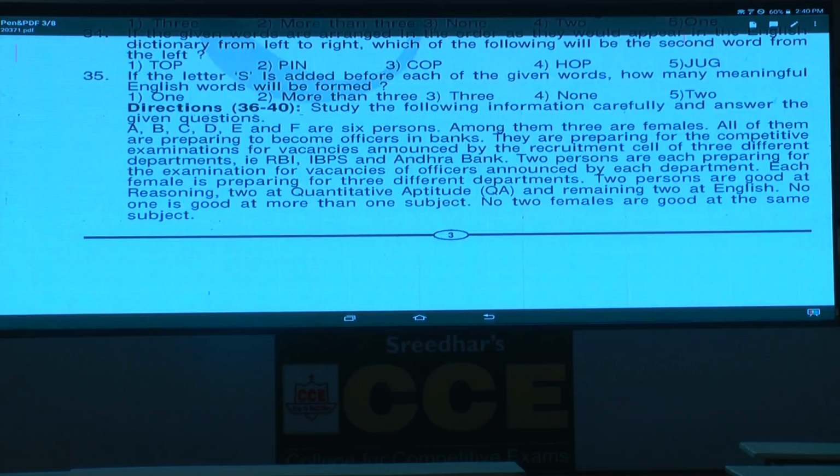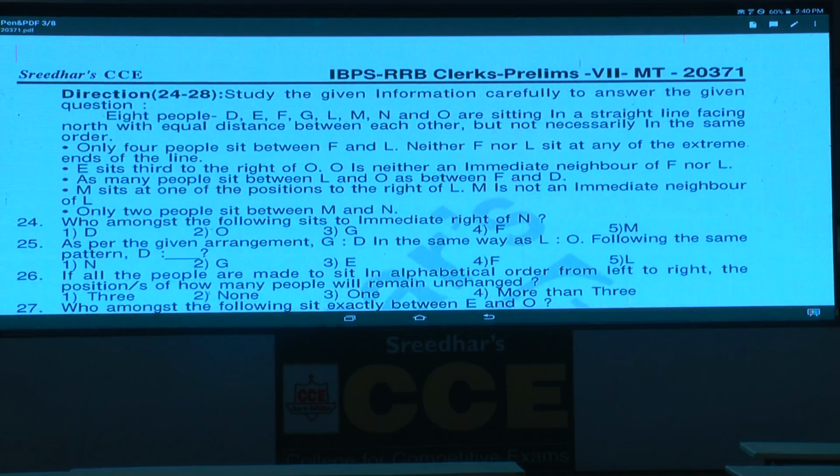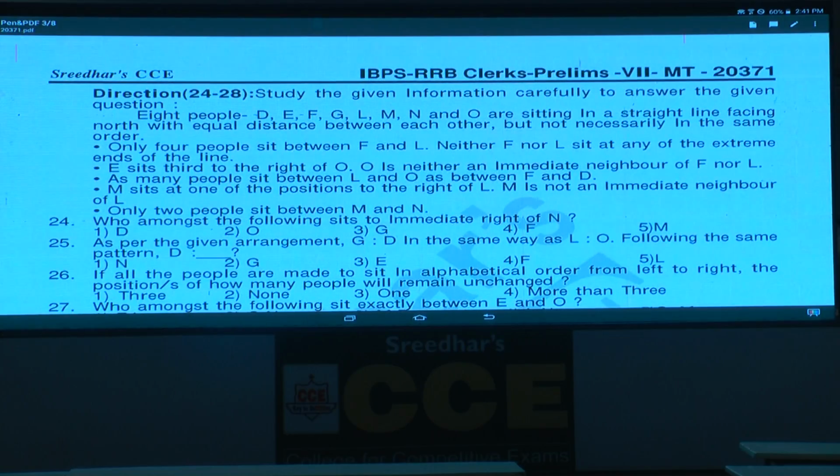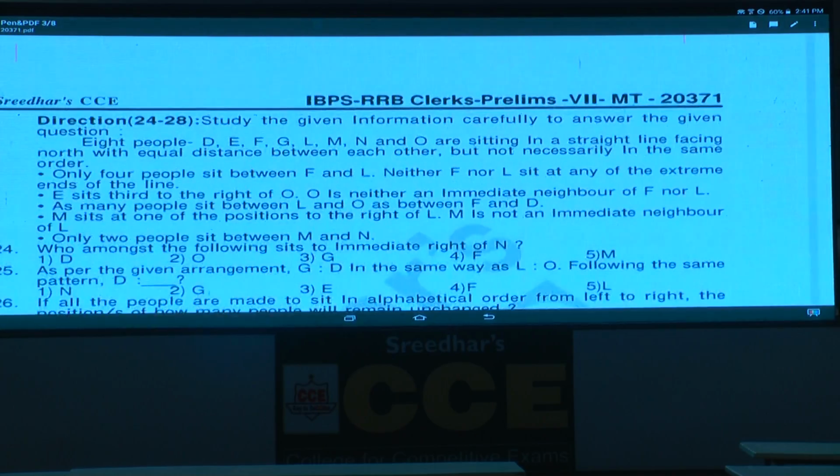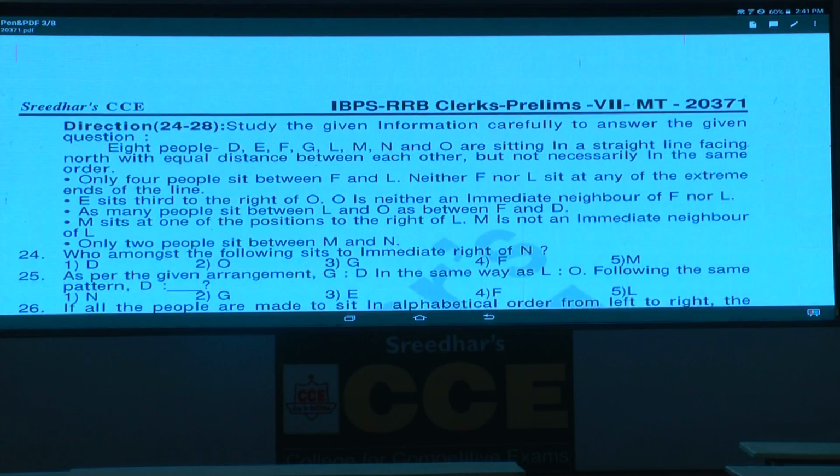Now question number 24. Eight people, D, E, F, G, L, M, N and O, are sitting in a straight line facing north with equal distance between each other, but not necessarily in the same order. All the persons are facing towards north, as clearly given.